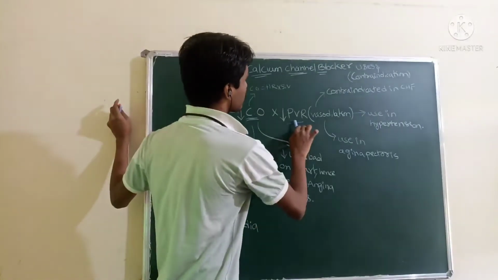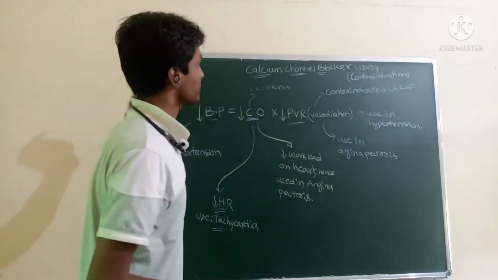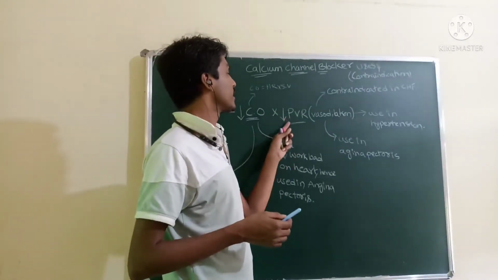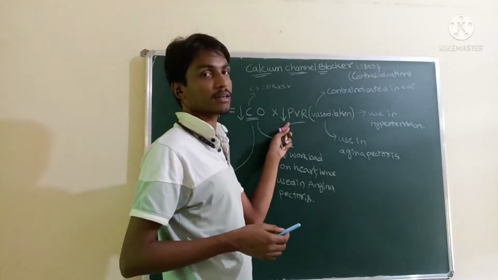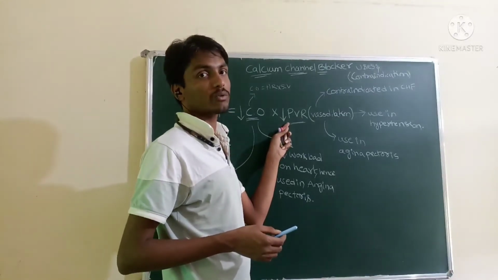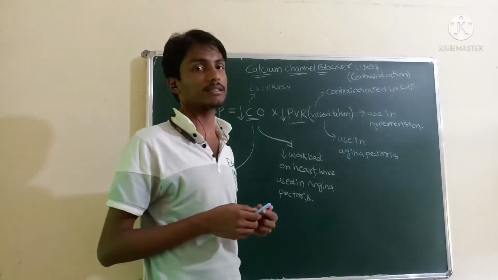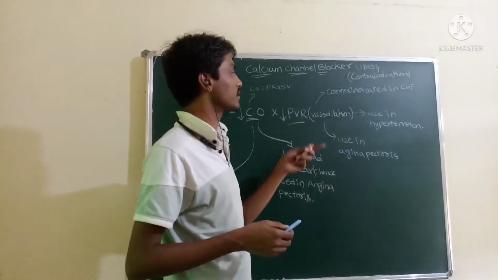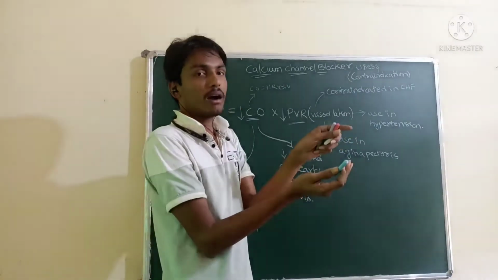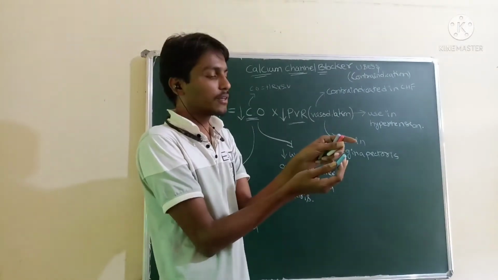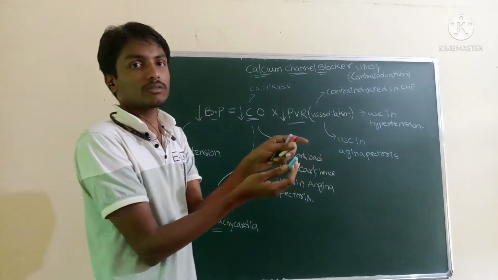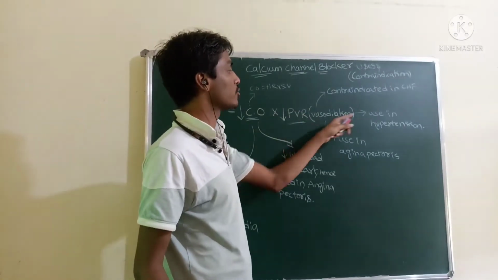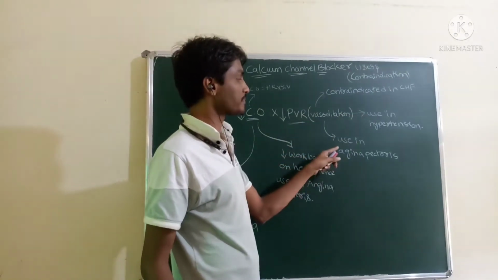Next is decreased peripheral vascular resistance. Calcium channels present on the blood vessel cause decreased peripheral vascular resistance, which is nothing but vasodilation. Calcium channel blockers will cause vasodilation. In hypertension, vasoconstriction is already there, so we need to vasodilate. Hence, this vasodilation is used in the treatment of hypertension.